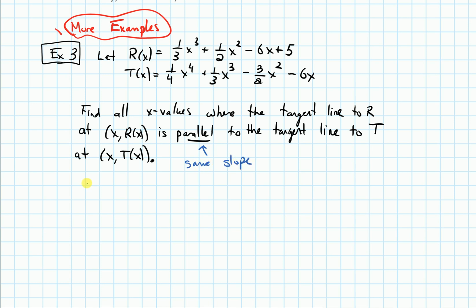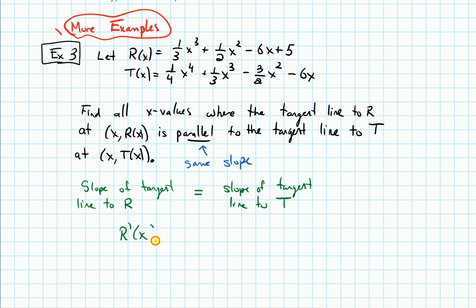So we need the slope of the tangent line to r to be equal to the slope of the tangent line to t. And the thing that tells me the slope of the tangent line is the derivative. So tangent line to r, that slope is going to be r prime of x. And for the tangent line to t, that slope is going to be t prime of x. So we need to take these derivatives and then set them equal to each other.